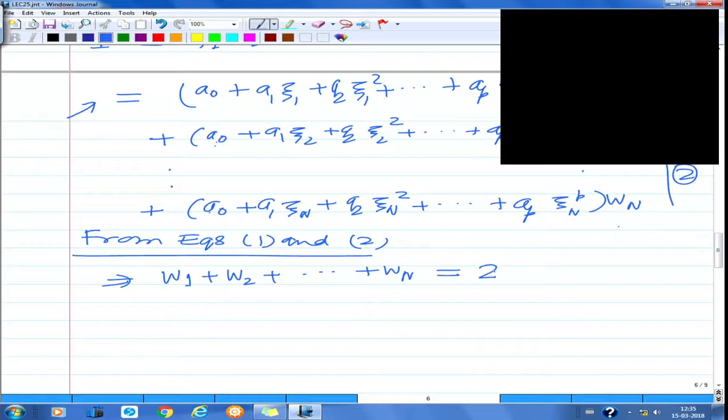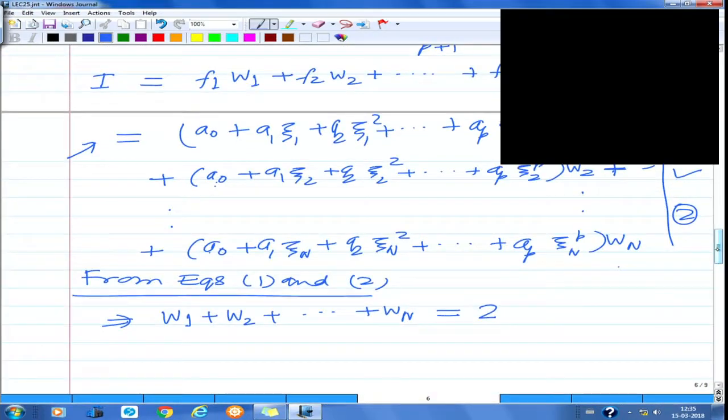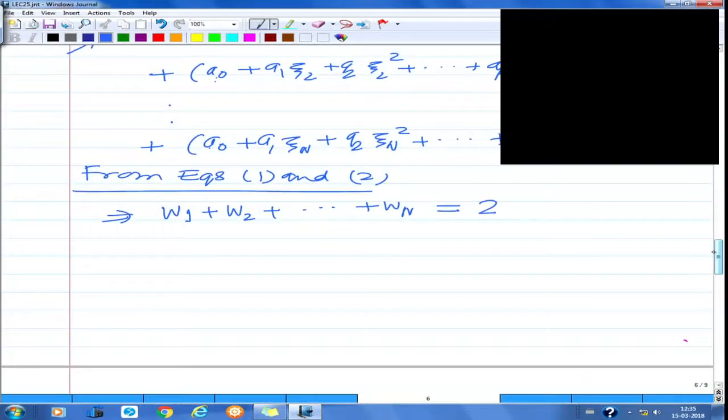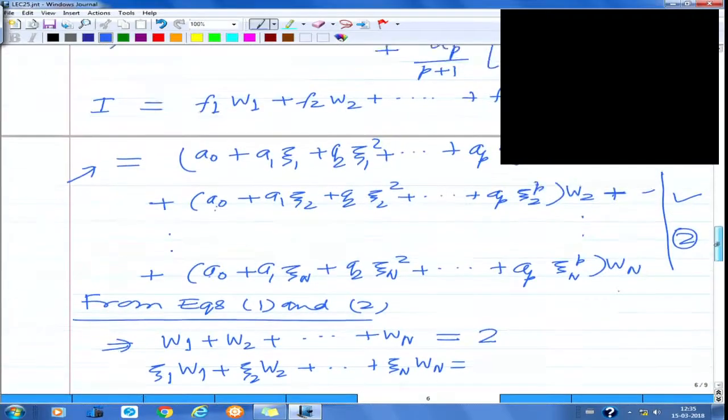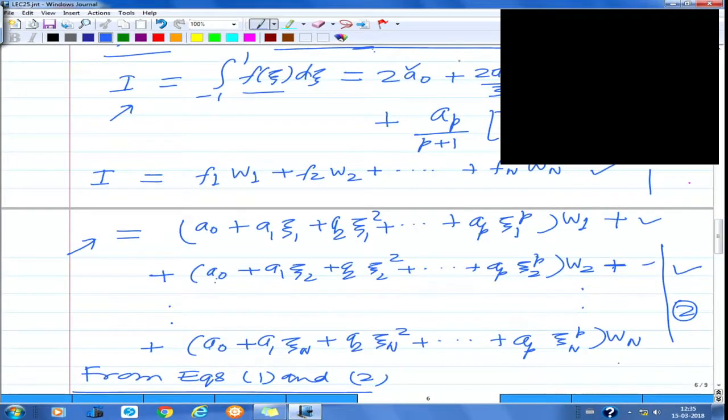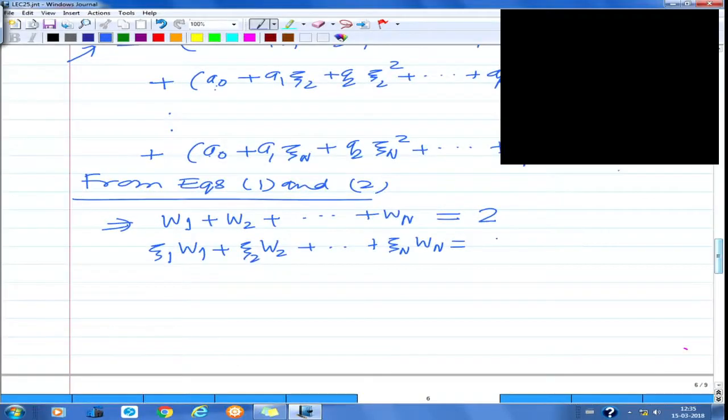This is one equation. Now if I take the coefficient of a1, again the same thing: here the coefficient of a1 is xi1 into w1, here xi2 into w2, and so on. So we will have xi1 into w1 plus xi2 into w2 and so on, plus xi(n) into wn, is equal to the coefficient of a1 in the exact integration, which is 0. So this must be equal to 0.